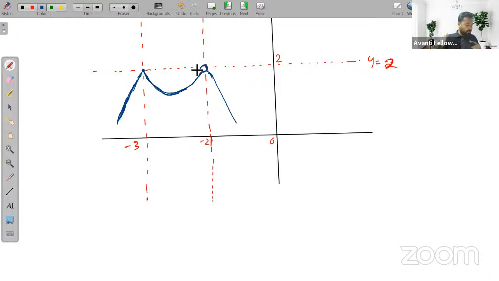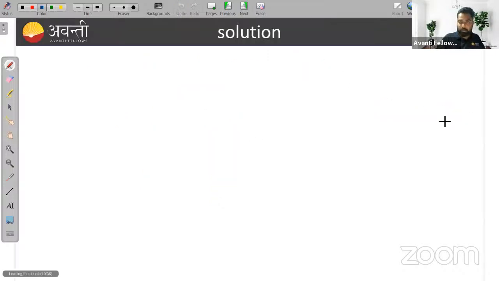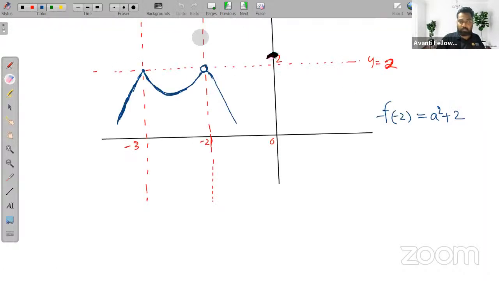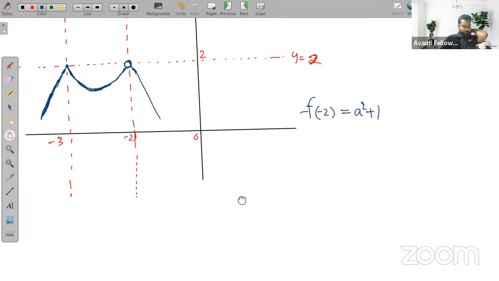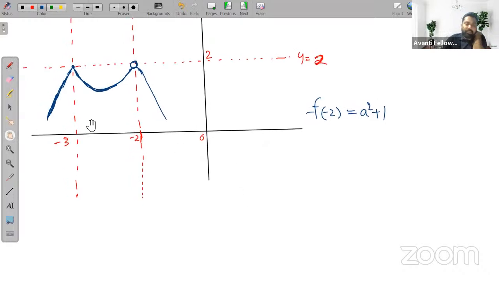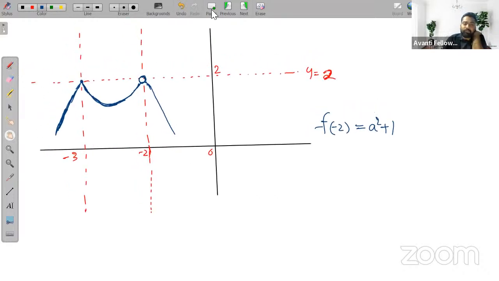Now at x is equal to -2 we know that it is a square plus 1, a square plus 1, right? And which is greater than or equal to 2, because in the question it is given already.